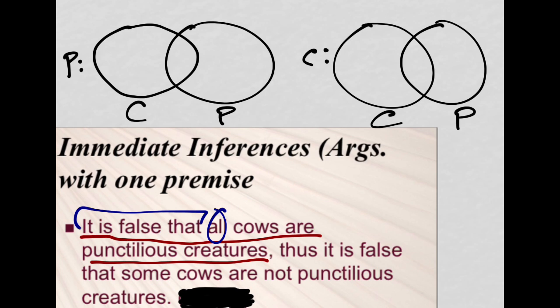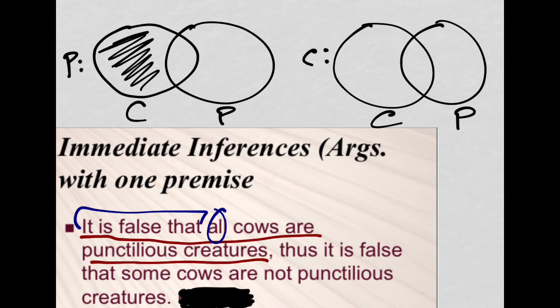Okay, so having done that, we're going to go back to the premise. We want to diagram all cows are punctilious creatures, right? And so we remember this. All means if there are any cows at all, they've got to be punctilious creatures. And so as we saw in that earlier video, we've got to shade that area 1 here.